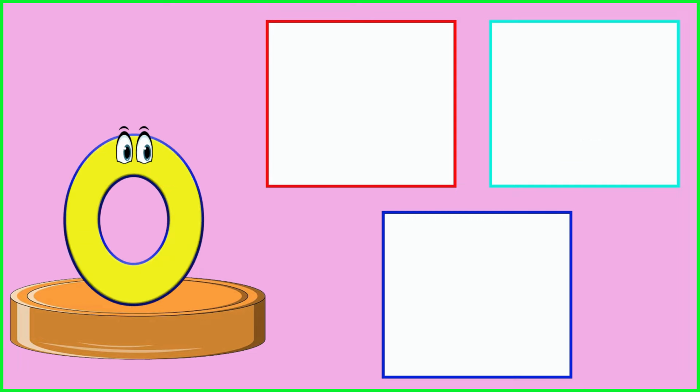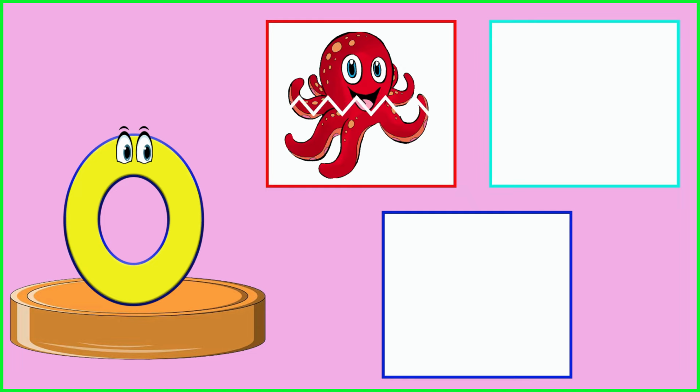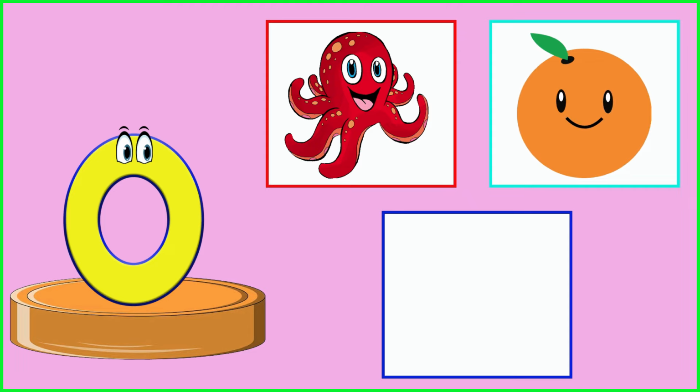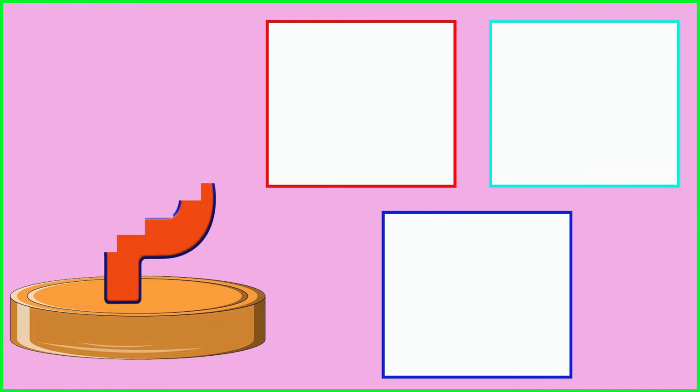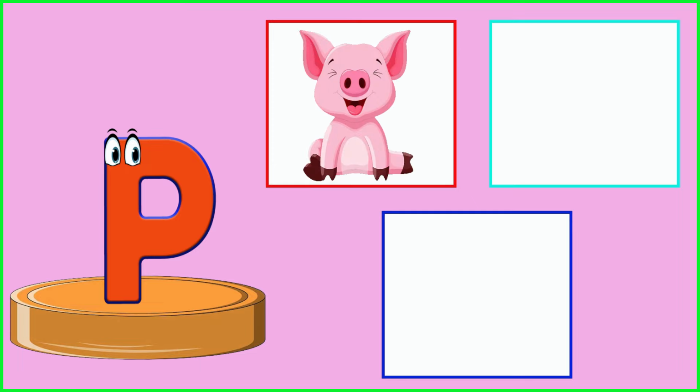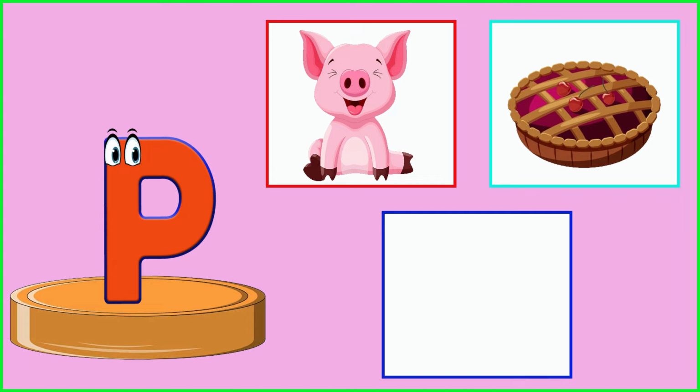O. O is for octopus. Orange. Octagon. P. P is for pig. Pie. Pencil.